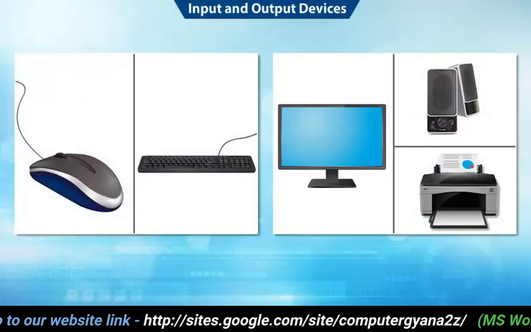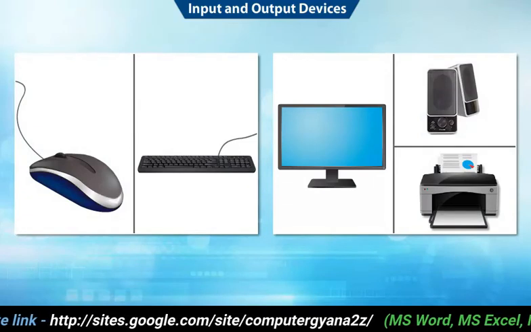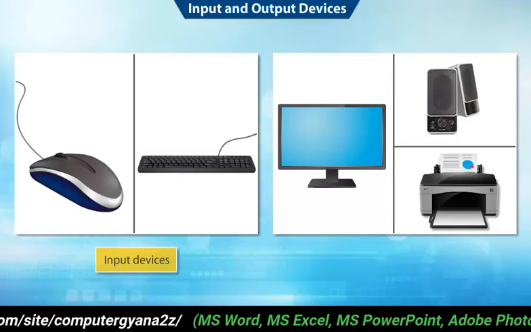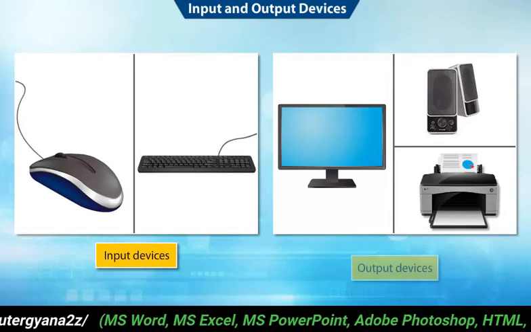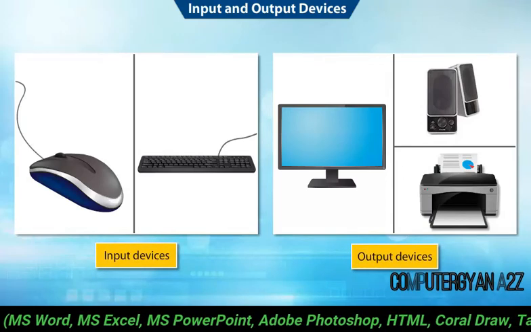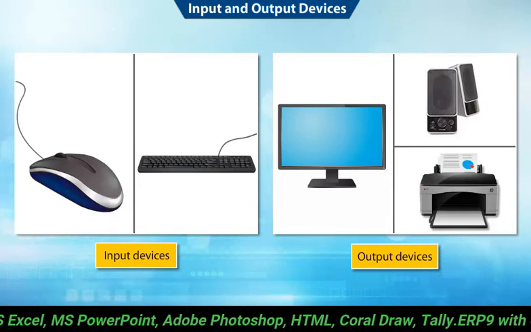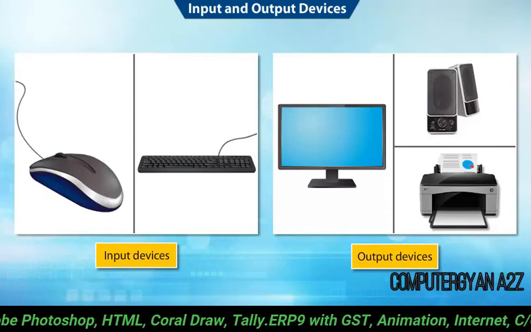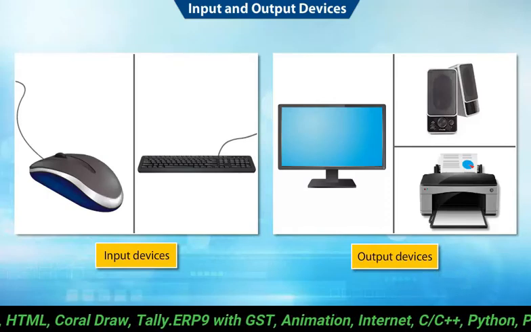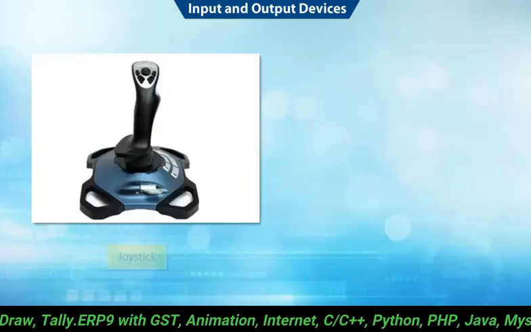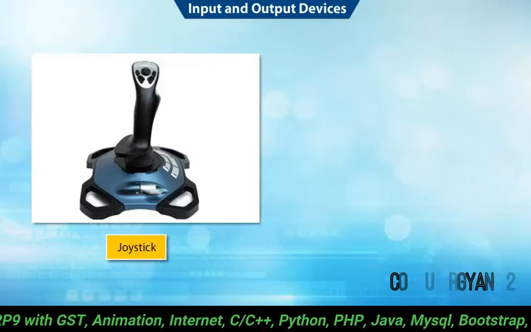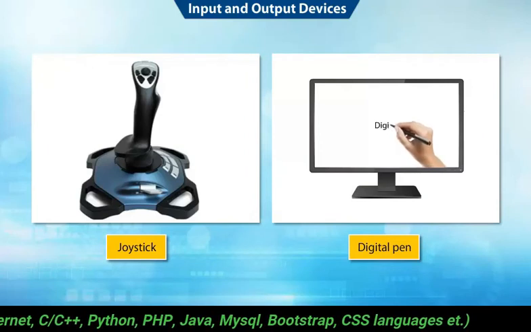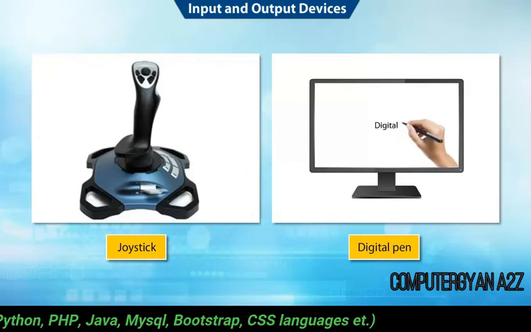There are different devices connected to a computer. These devices are of two types: input devices and output devices. Mouse and keyboard are input devices. They allow you to enter information into the computer. The joystick used to play games and the digital pen used to write words are input devices.